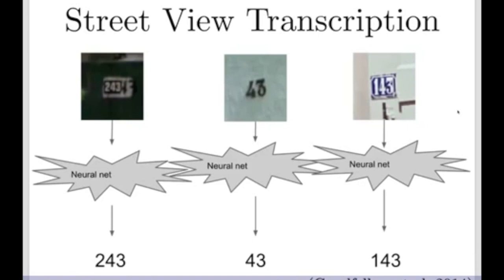The problem is there are an awful lot of address numbers that we take photos of, and it's labor intensive to transcribe them and put them on the map. The way we solved this problem was we built a neural network to transcribe the numbers out of the photographs and convert them into a computer-readable digital format so that we could then update the maps entries.